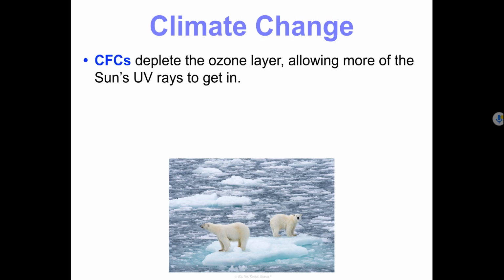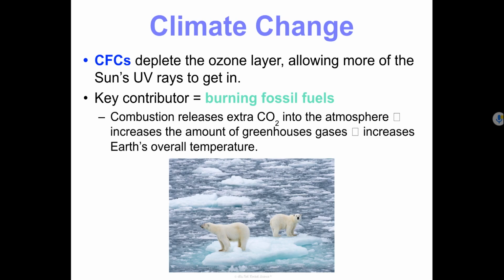CFCs deplete the ozone layer, which allows more of the sun's UV rays to get in, and that will make Earth hotter. Now, the key contributor here is the burning of fossil fuels. When you're burning fossil fuels, you're performing combustion, and combustion releases extra carbon dioxide into the atmosphere, and this increases the amount of greenhouse gases and it increases Earth's overall temperature.